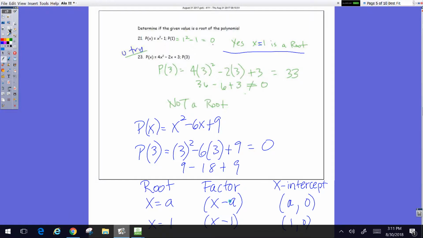Guys, I forgot to show you the last two. The last one, we got 0, so yes, it's a root. We did not get 0, we got 33. That is not 0, so no, it is not a root. Okay? Sorry about that. Forgot those last two.